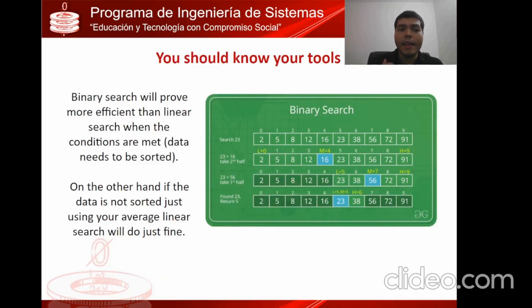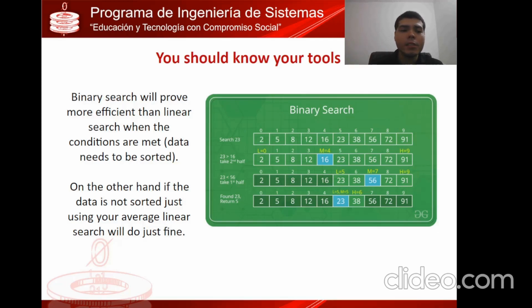Now, you should know your tools. Why should you know algorithms? For us, it's a game changer to know and understand all the different types of algorithms so we can use them according to the situation. For instance, let's say you have a list of a lot of ordered numbers. If you use binary search instead of linear search, you will find that binary search is way more optimal than linear search because of how it works.